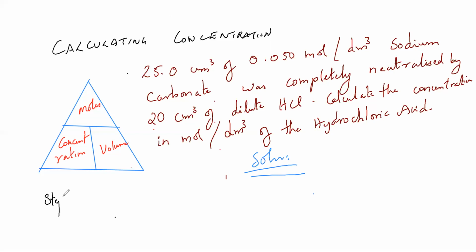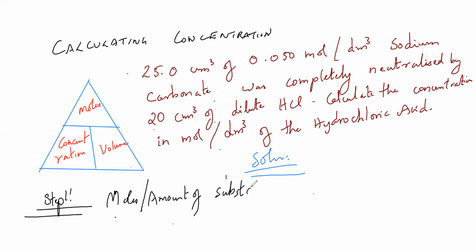Step 1. Since they have given everything, we will find the number of moles, or the amount of substance, of sodium carbonate. So just multiply 25 into 0.050. That's it.